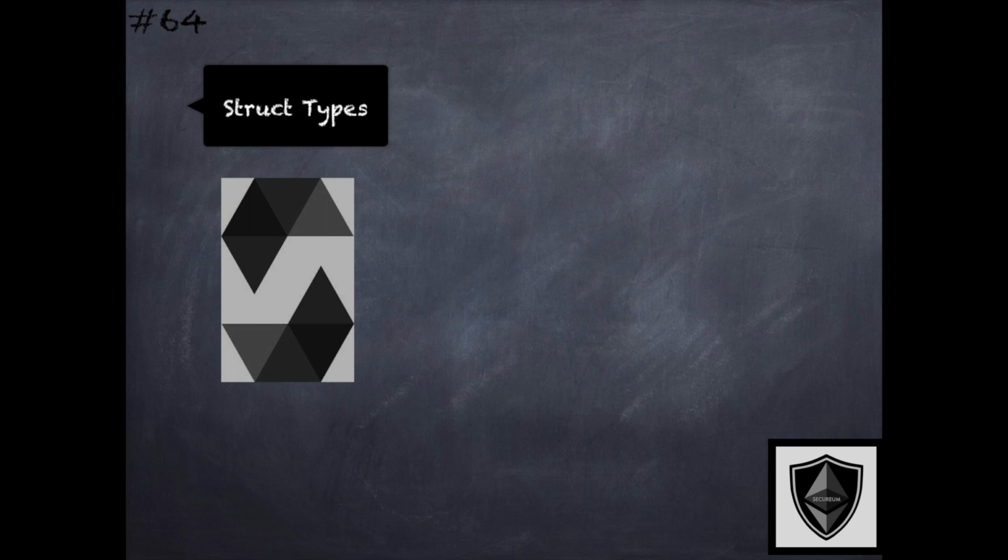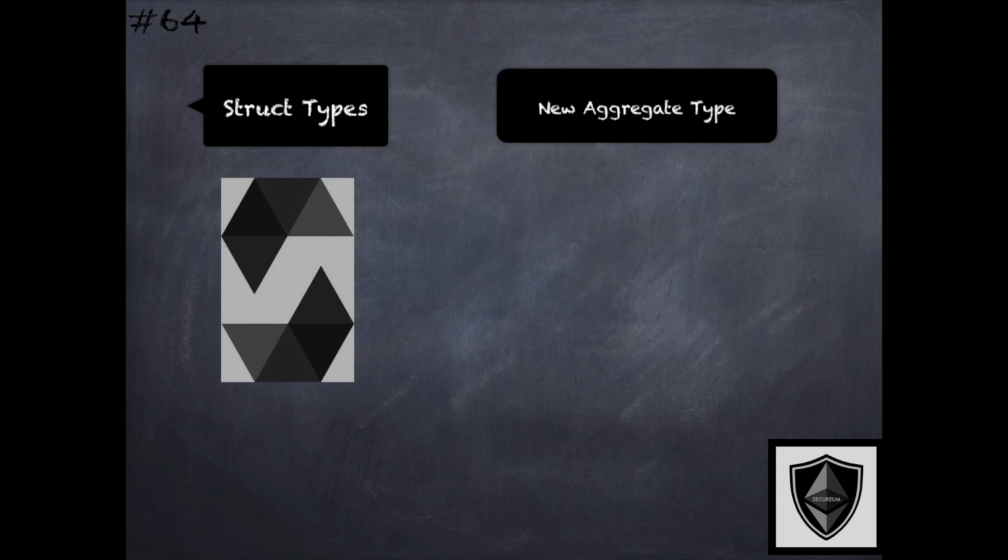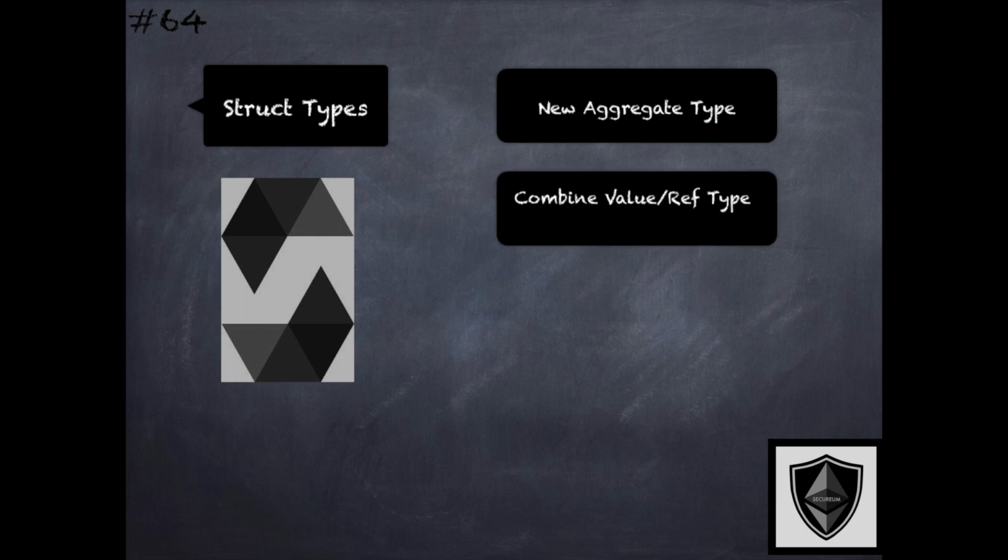Let's now talk about struct types. This is something that we discussed earlier. Struct types in Solidity are another user-defined type. They're aggregate types, which means that they let the developer combine different variables of value or reference types into one unit and treat them together in the contract logic.